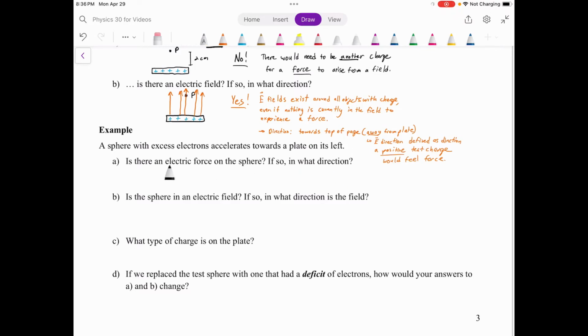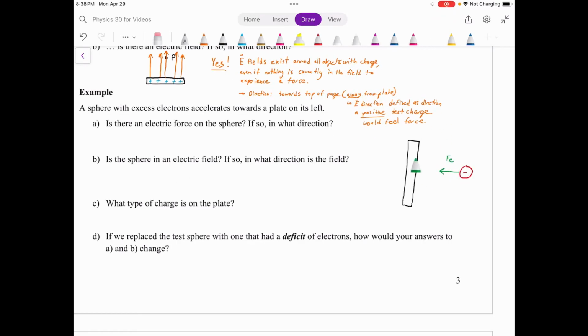Just thinking about that, it's accelerating. We know from Physics 20, or even Science 10, that a net force can make an object accelerate. So definitely, yes, there is a force acting on this sphere. See the difference here? Now we do have another charge accelerating towards some charged plate, and that charge is actually feeling a force as a result of being placed into an electric field.